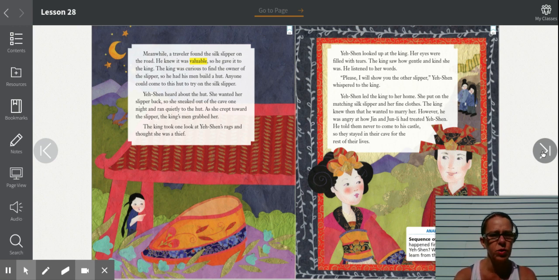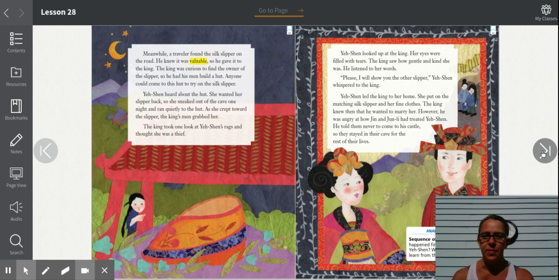The king saw how gentle and kind she was. He listened to her words. "Please, I will show you the other slipper," Yeh-Shen whispered to the king. Yeh-Shen led the king to her home. She put on the matching silk slipper and her fine clothes. The king knew then that he wanted to marry her. The king, however, was angry at how Jin and Junli had treated Yeh-Shen. He told them never to come to his castle, so they stayed in their cave for the rest of their lives.